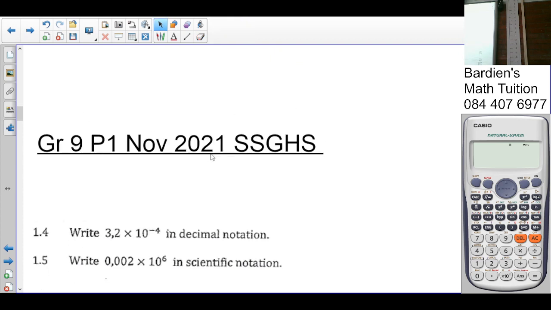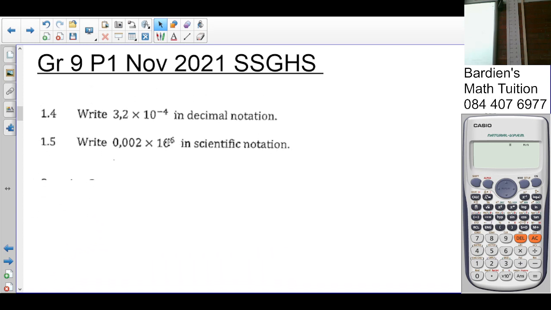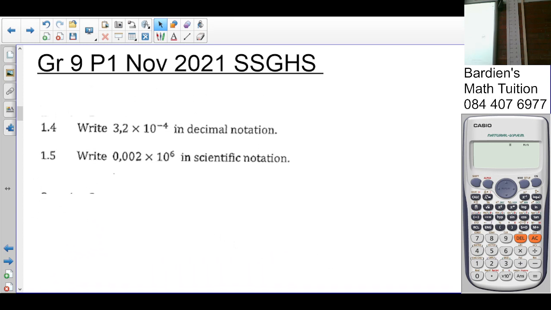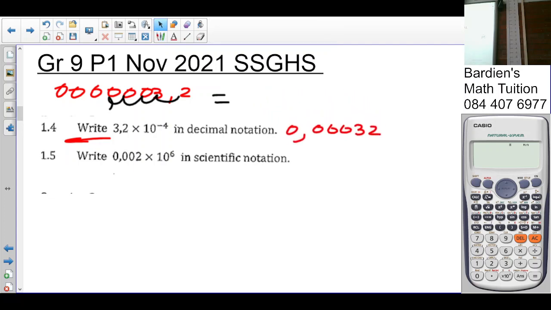Let's carry on with our lives. People, in 2.4 we are asked to write 3,2 times 10 to the minus 4 in decimal. So what I do is, we know the comma is going in that direction. So I just add zeros in this direction. So how many places must it move by? 4. 1, 2, 3, 4. So that is actually equal to 0,00032. That is the answer.